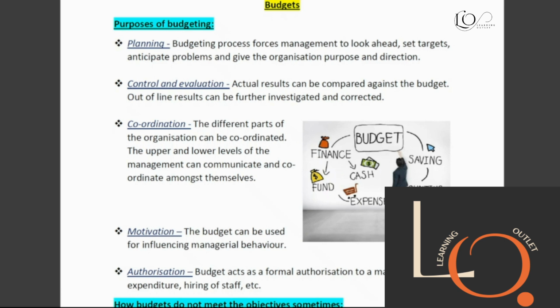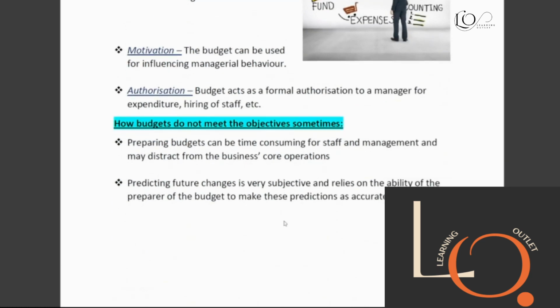Budgeting helps with coordination as well, with motivation as well, and it helps with authorization as well, which means budgets can act as a formal authorization to a manager for expenditure or for hiring staff. The manager can say, I have been awarded this much budget, I'm spending it under these categories. So budgets are rather created to help managers plan, coordinate, motivate, and authorize their transactions. These are the major purposes of budgeting that we are speaking about.